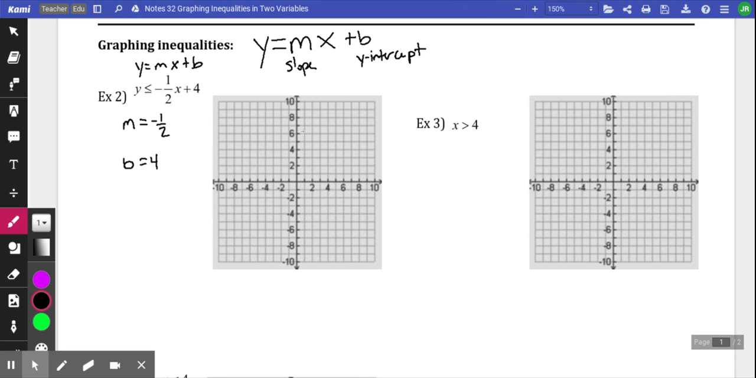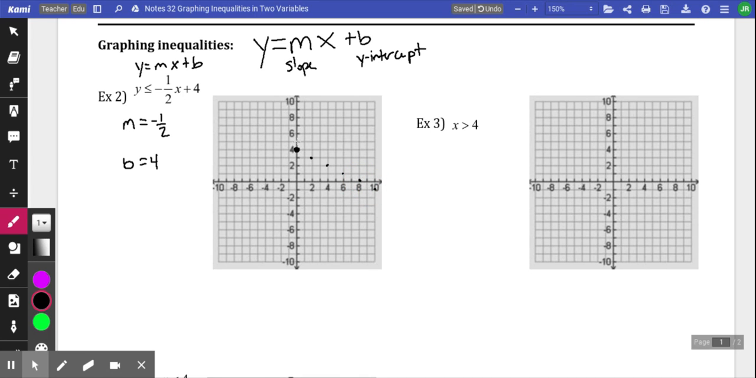So on the y-axis, okay, the slope m tells us how to move. The b, the y-intercept, tells you where to start. So on the y-axis, we would start at positive 4, and the slope tells us to move negative 1/2, which means down 1, to the right by 2. Down 1, to the right by 2, down 1, to the right 2.